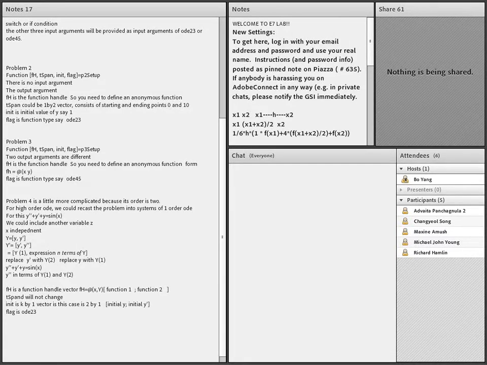The flag is ODE23. This is for problem 4. And for problem 5, it is about a heat transfer problem in which we have a second order differential equation.